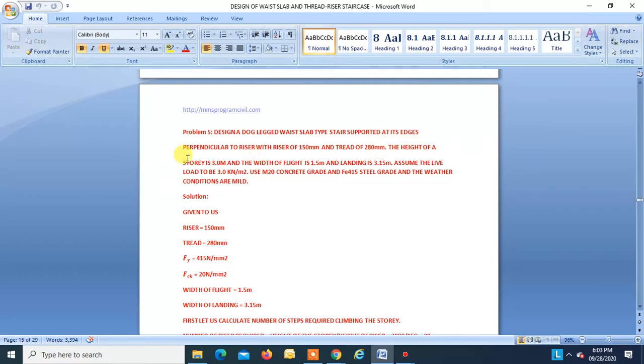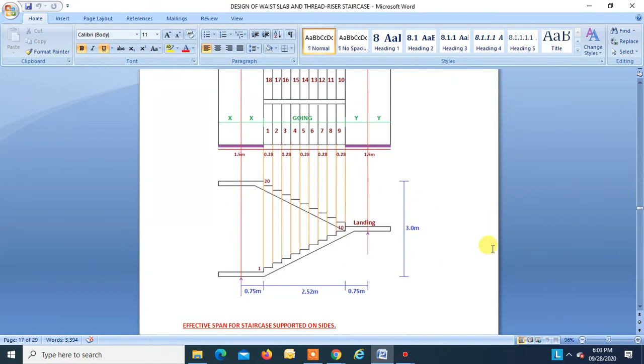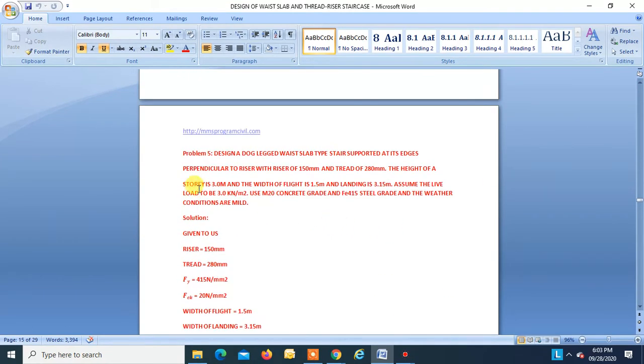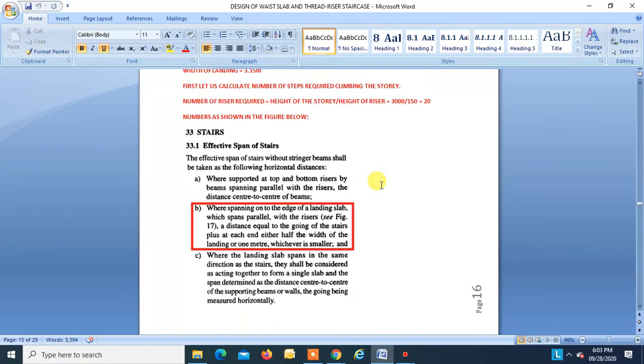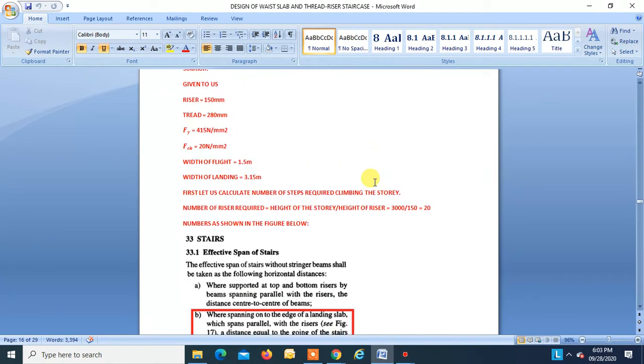The height of the story is 3 meters. Height of the story is 3 meters. Okay. And the width of the flight is 1.5 and landing is 3.15. This is width of the landing 1.5, width of flight 1.5, width of landing 3.15 meters.